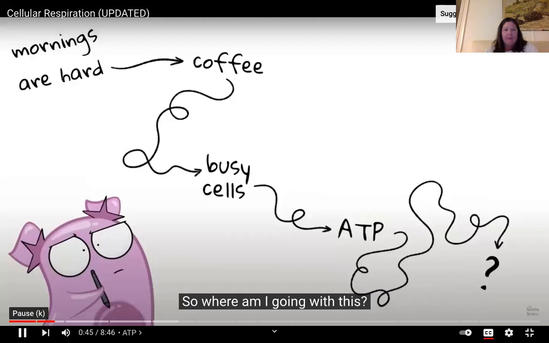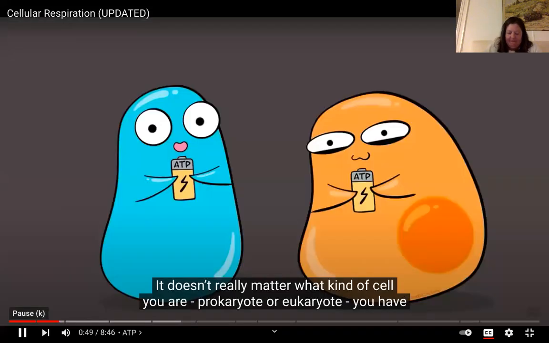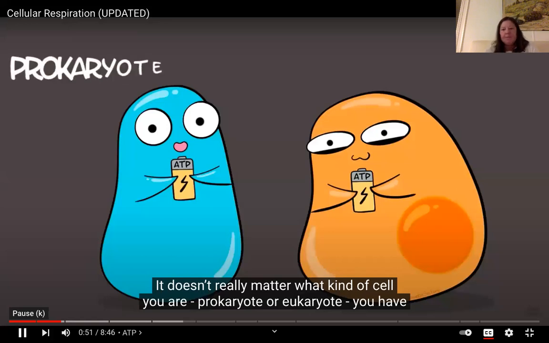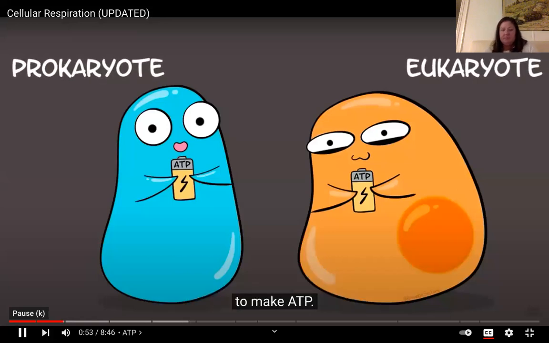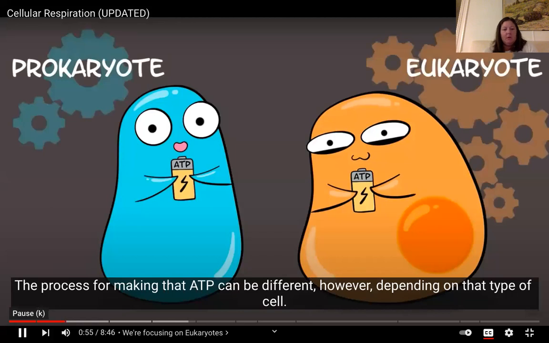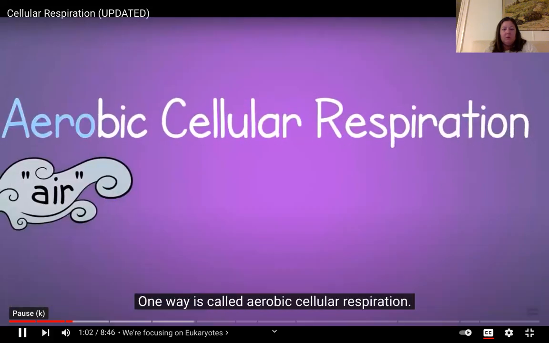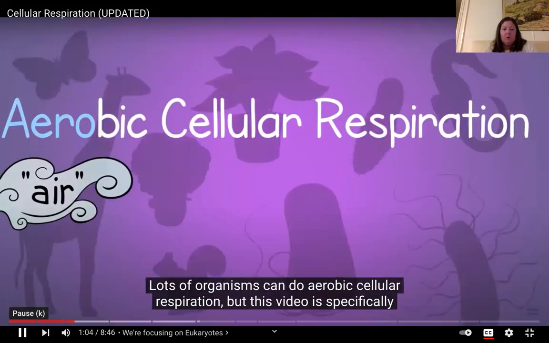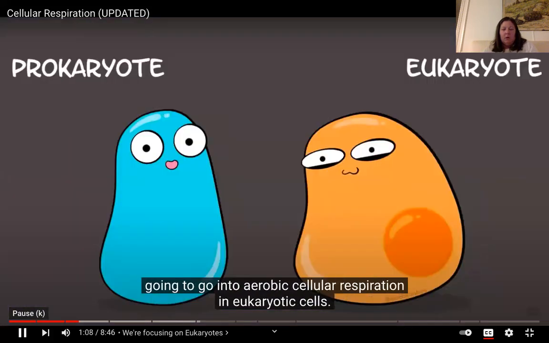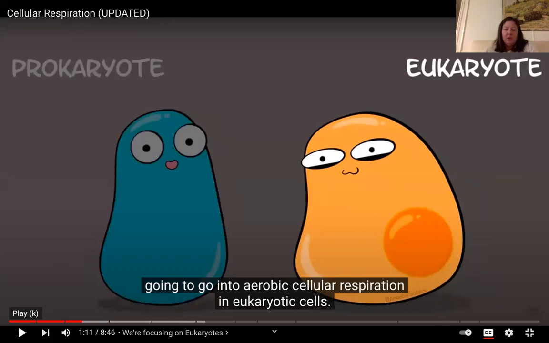So where am I going with this? Well, cells have to make this ATP. It doesn't really matter what kind of cell you are, prokaryote or eukaryote, you have to make ATP. The process for making that ATP can be different, however, depending on that type of cell. One way is called aerobic cellular respiration. Lots of organisms can do aerobic cellular respiration, but this video is specifically going to go into aerobic cellular respiration in eukaryotic cells.